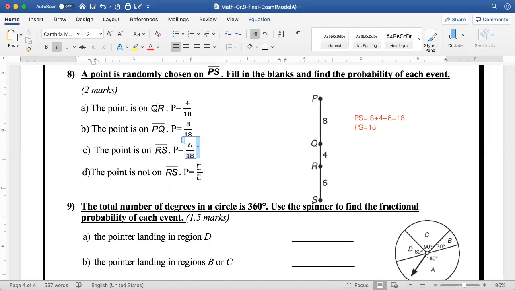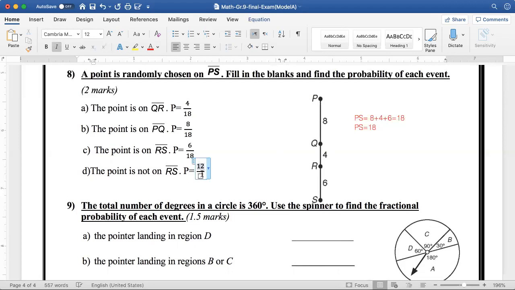The point is not on RS, so it is on PQ or QR. So I'm going to add the value of PQ and the value of QR, which is 8 plus 4. 8 plus 4 is 12. And the total is 18.